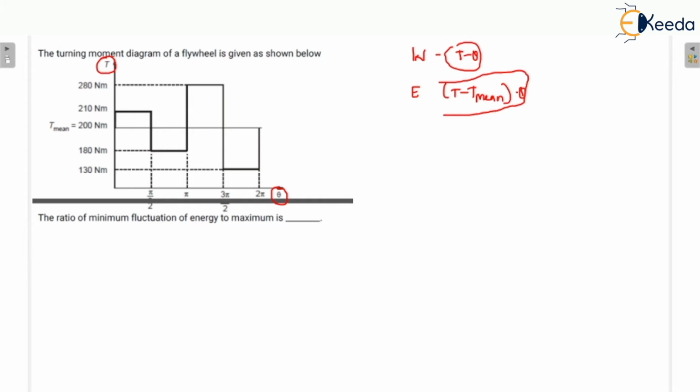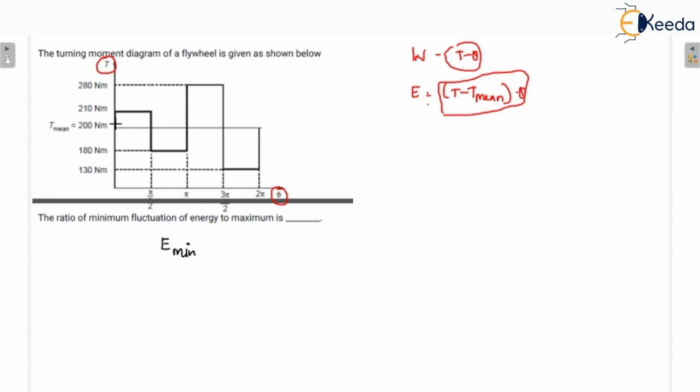You must understand this. This is the difference between the energy and the work from the diagram perspective. So the energy is the area under the (T minus T mean) into theta diagram. Here the question asks for the ratio of the minimum fluctuation of energy to the maximum. So first we need to find the minimum fluctuation of energy. How can we find it? We know that this is the area under the (T minus T mean) into theta diagram.